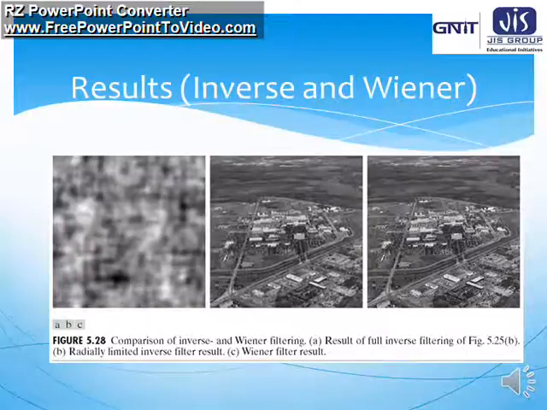Now here are other examples of inverse and Wiener filters. Here we can make comparisons. The first one is the result of full inverse filtering. The middle one is the radially limited inverse filter result, and the last one is the Wiener filter result. Here we can see the first image is not at all clear, the second one is a little bit clear, and the last one is much more clear. So here also we can compare the output of different filters from these three images.